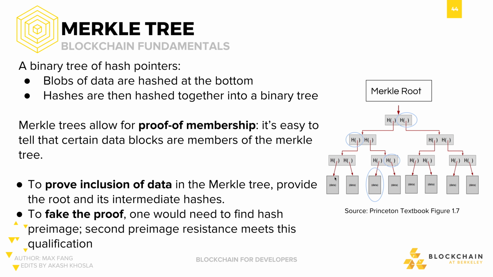So if I want to know that this data was in the tree, all I need is the root and these intermediate hashes, right? To fake the proof, though, you would need to find the hash preimage, which is actually just the data. And second preimage resistance meets this qualification. You don't really need to know what that is.